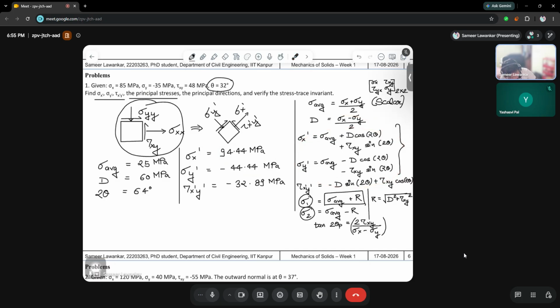Fine. So how to calculate sigma 1, you actually know the formula for now. You will get the essence much more clearly in the subsequent lectures, in week 5 or week 6.